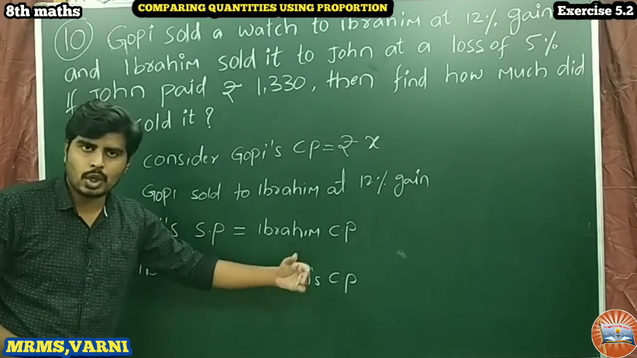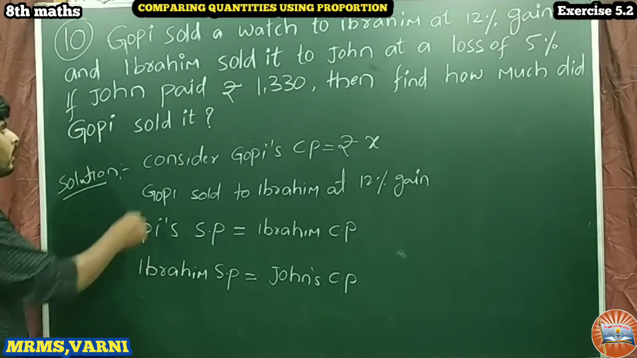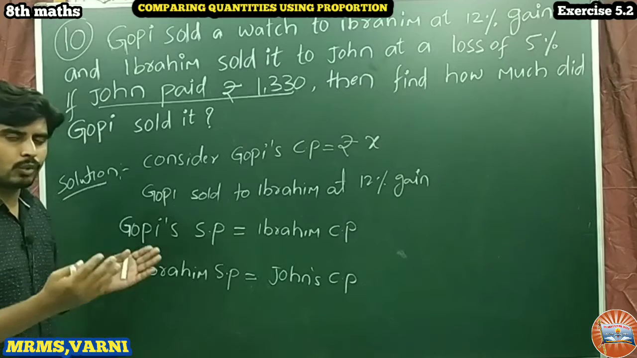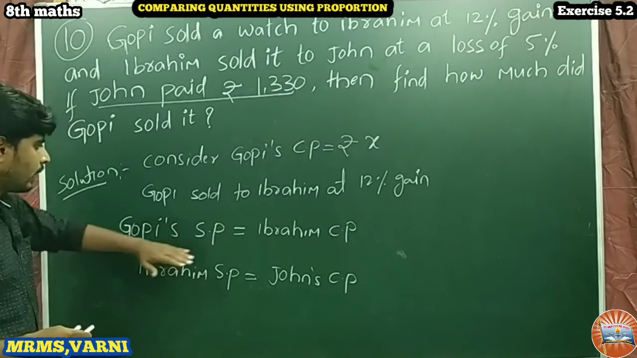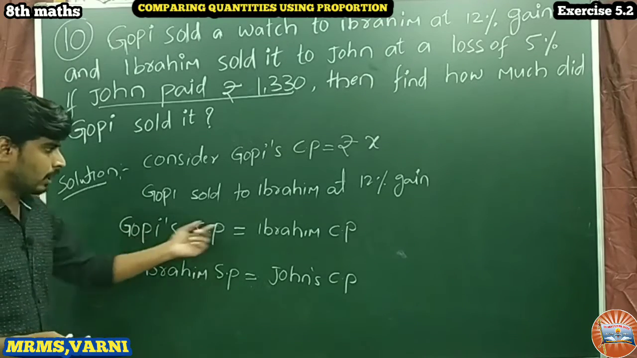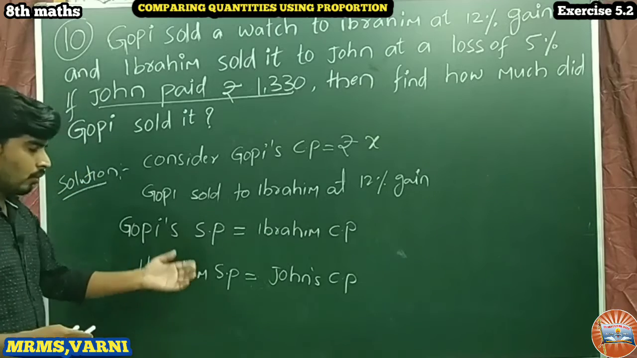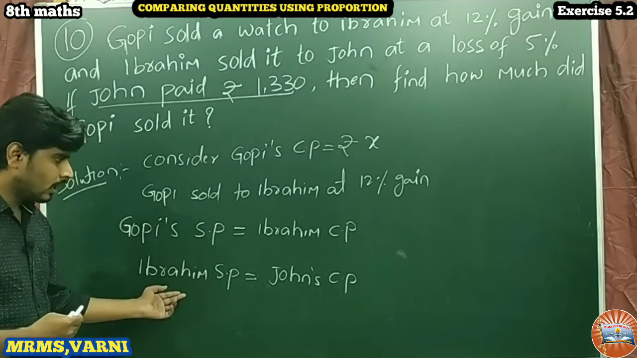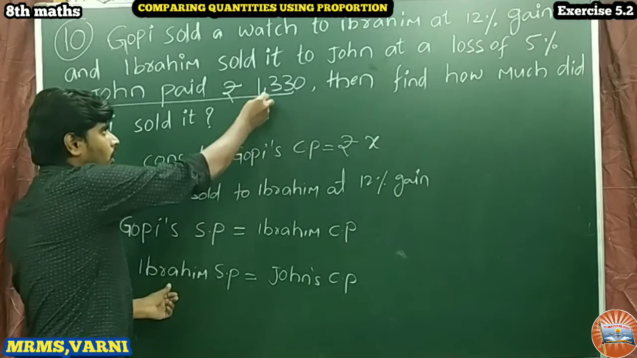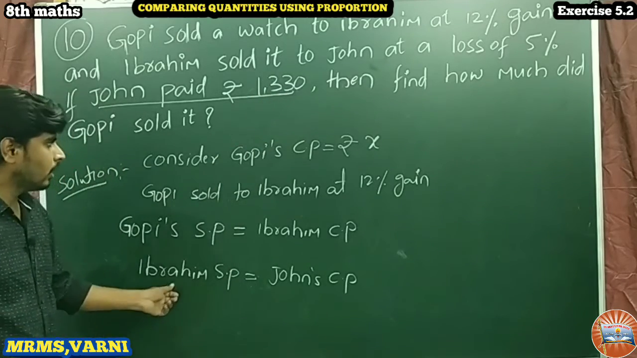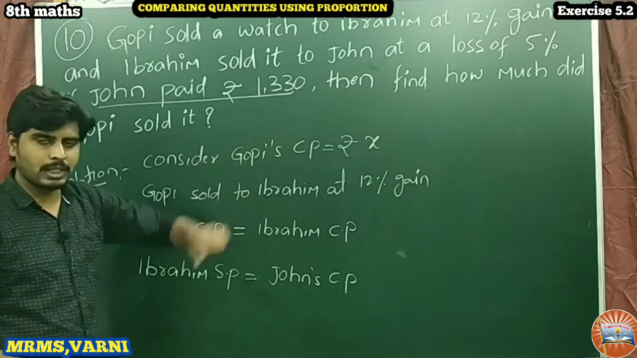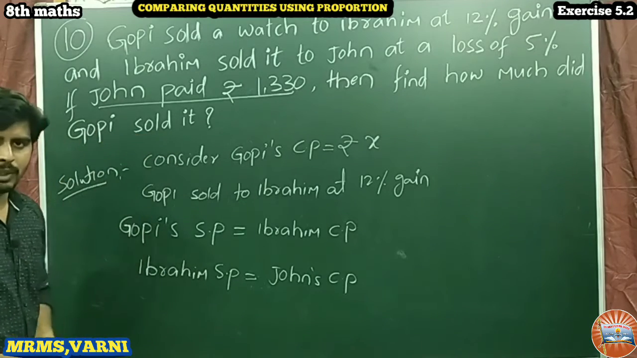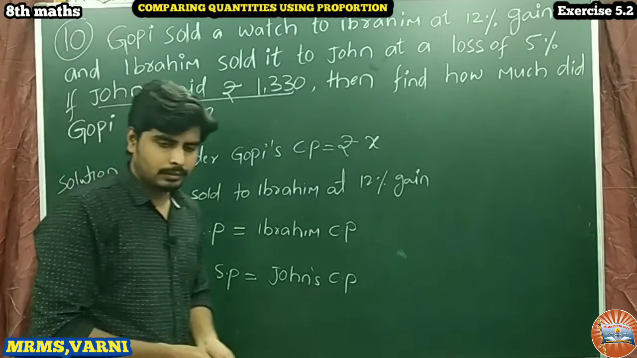How much John paid to Ibrahim? Here given, that is 1330 rupees. So what we have to find finally? First we have to find SP of Gopi, that is nothing but Ibrahim's cost price. Then after that we have to find Ibrahim's SP, that is nothing but 1330. Then we'll get Gopi's cost price. Then after we find Gopi's SP. Okay, right, let us see.